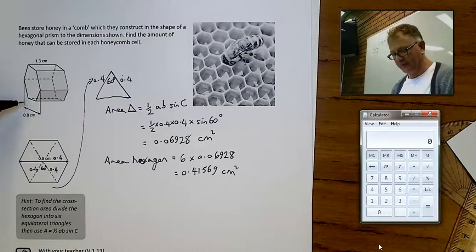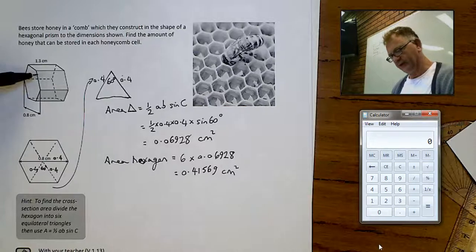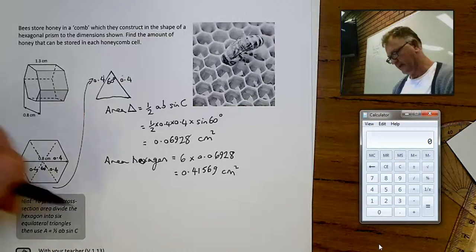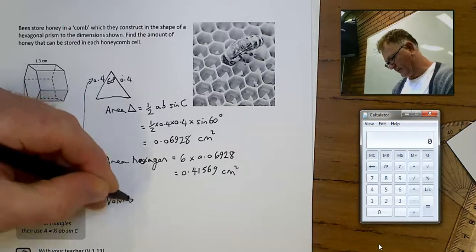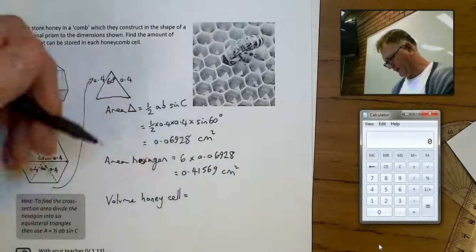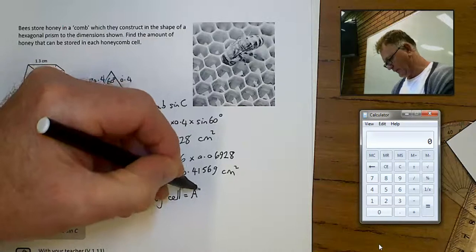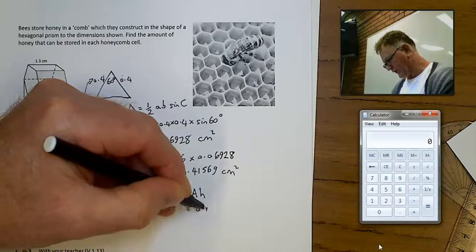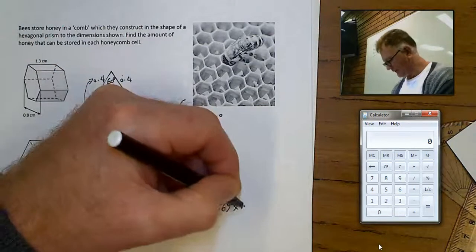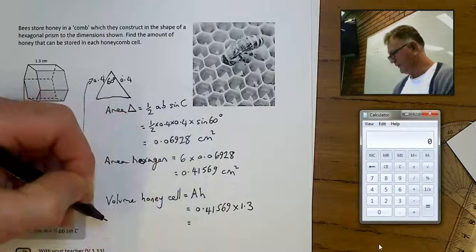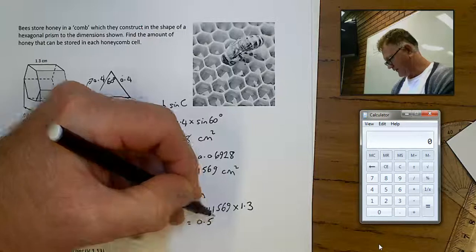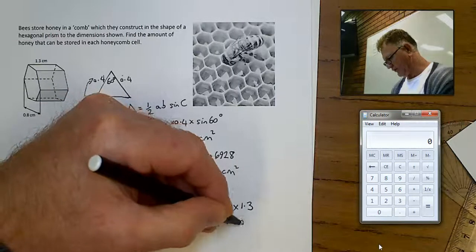The volume of a prism is equal to the area of the base times its height. So this is its height if we were to tip it over and stand it on its base, wouldn't it? So that means the volume of the honey cell is equal to the area of the base times its height, so it equals 0.41569 is the area of the base, and the height is 1.3. All up, volume works out to be 0.540 centimetres cubed for a volume.